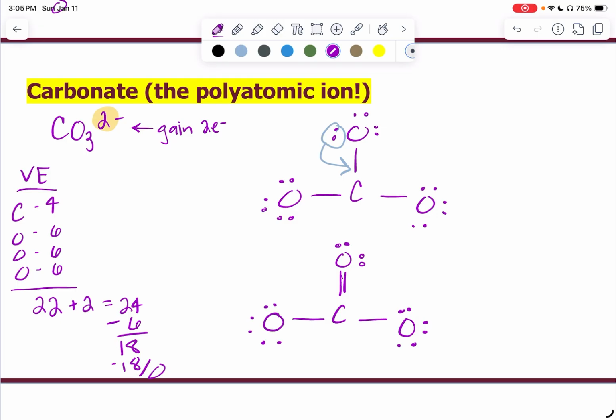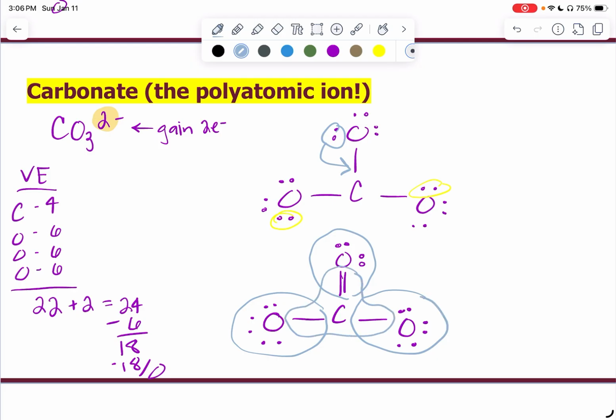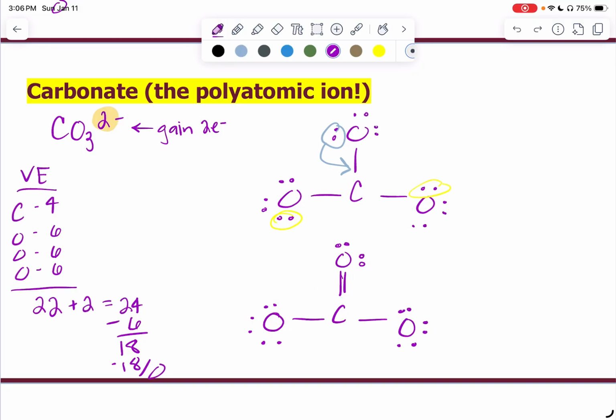Okay, you could have easily grabbed a pair of electrons on the oxygen on the left or maybe the oxygen on the right. That doesn't really matter as long as I am meeting the octet rule. All right, so let's see. This oxygen has 8. This oxygen has 8. This oxygen has 8. And this carbon also has 8. All right, so that is our final molecule.